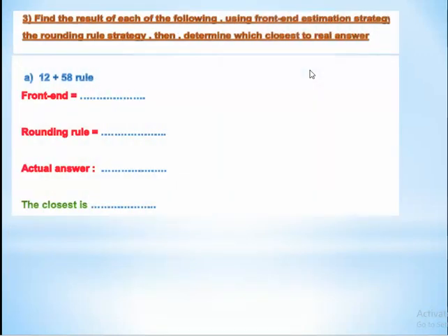Find the result of each of the following using the front-end estimation strategy and the rounding rule strategy, then determine which is closest to the real answer. 12 plus 58. Front-end estimation means 10 plus 50, so it will be 60. Rounding rule to the nearest 10, it will be 10 plus 60, which is 70.